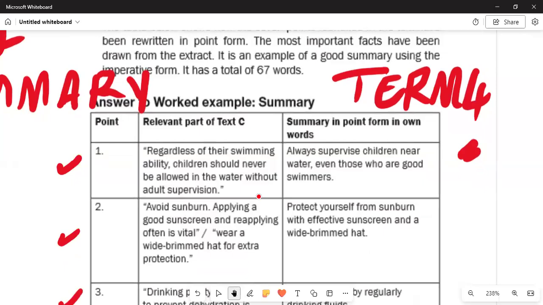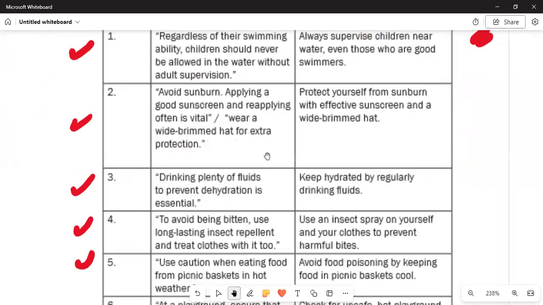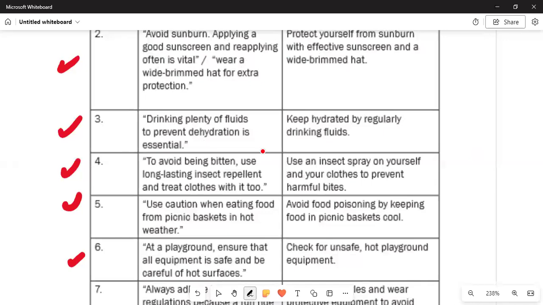And then number 3, we are saying drinking plenty of fluids to prevent dehydration is vital. Then you can say in your own words, keep hydrated by regularly drinking fluids. Number 4, avoid being bitten. Use a long-lasting insect repellent and treat clothes with it too. Use an insect spray on yourself and on your clothes to prevent harmful bites. Number 5, use caution when eating food from the picnic basket in hot weather. Then you can say avoid food poisoning by keeping food in the picnic basket cool. Number 6, you can say at a playground, ensure that all equipment is safe and be careful of hot surfaces.